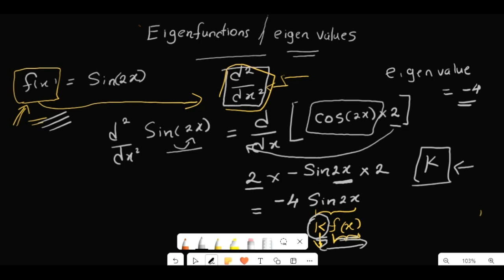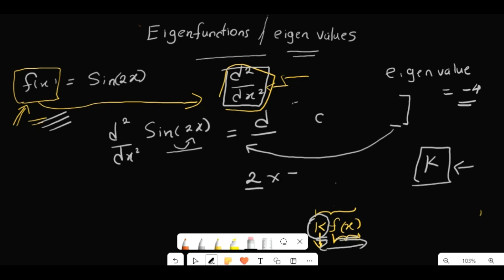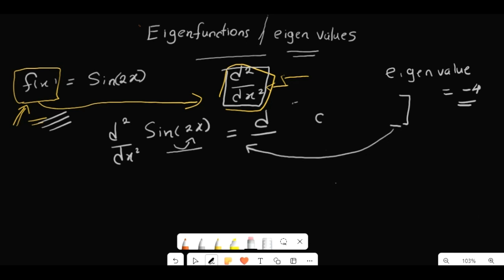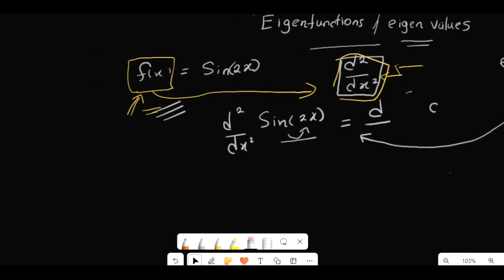Okay, I will take another example here. Give me a second to clean this up. Okay, I will take an example like this. I'm taking the same function, sine 2x, but now I'm taking the operator d over dx. So let's see whether there is any eigenfunction or eigenvalue.